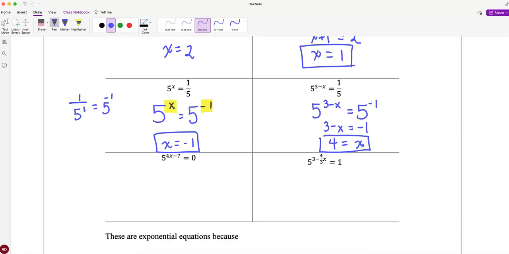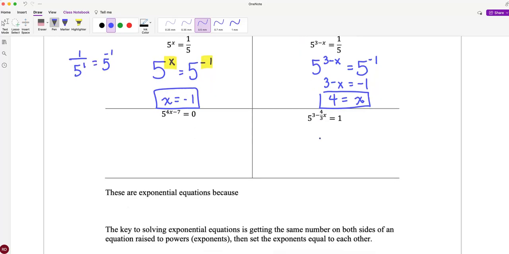5 to the 4 minus x equals 0. Now, just think about this. If I'm multiplying 5, how many times do I multiply 5 until I get a 0? Well, if you're multiplying 5 or dividing 5, you're never going to get a 0. So this has no solution. You can never multiply or divide by 5 and end up with a 0.